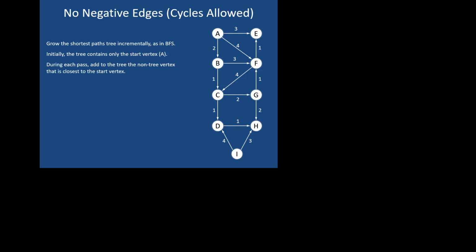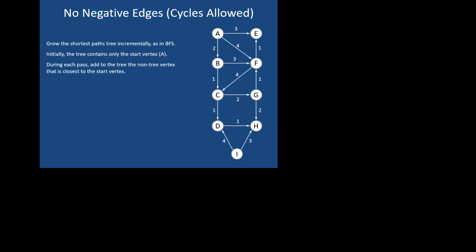So we're going to grow the tree, so we start with A. During each pass, we are going to add to the tree the non-tree vertex that is closest to the start vertex. So if A is our starting vertex, what would we want to do next? What's the closest vertex to A that's not already in the tree? B, right? The only possibilities are B, E, and F, and B is the closest to A right now. So B would become part of the tree.